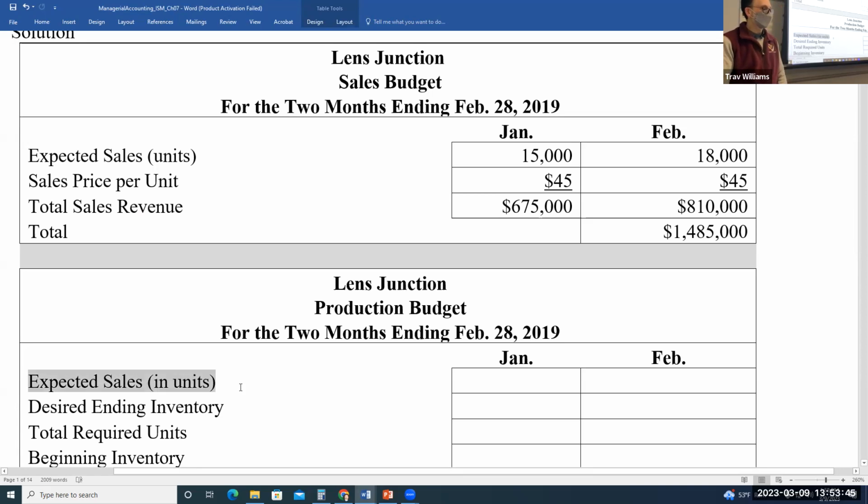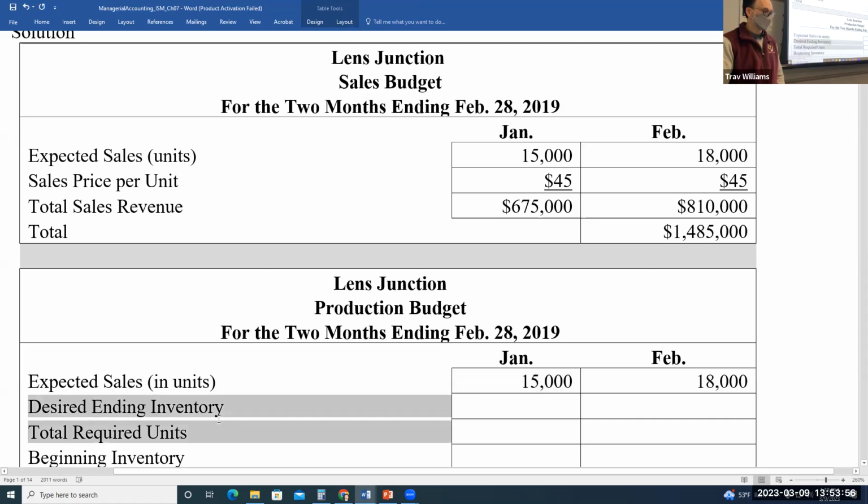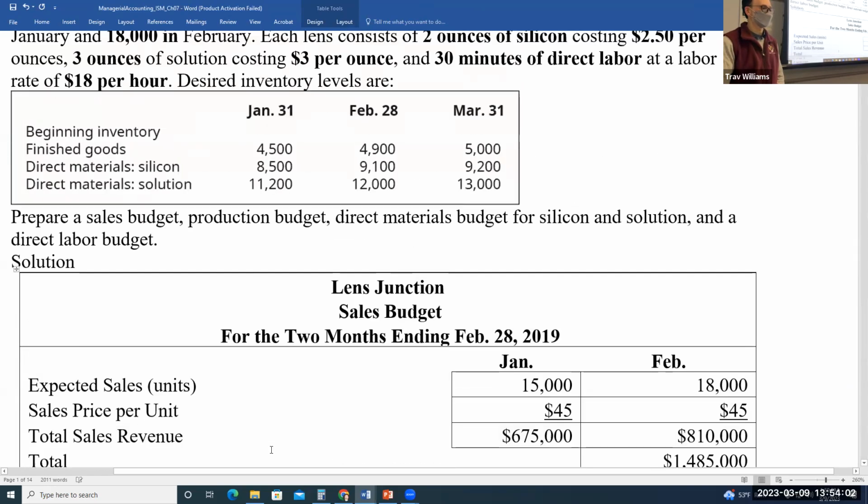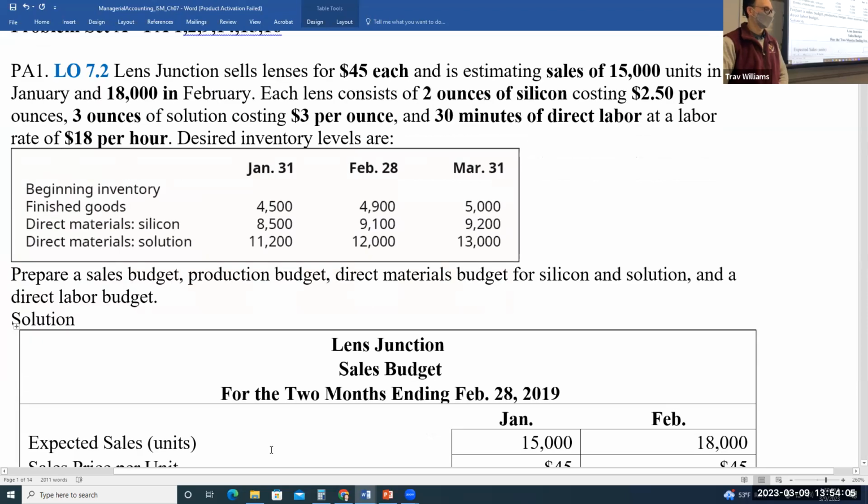So expected sales in units. Well, we already have that, right? So for our production budget, we're just going to copy our expected sales down to here. And then desired ending inventory. It didn't say anything about that. Or did it? How can we figure out our desired ending inventory for our product? Yes, if we look at the beginning inventory for the next month, that'll tell us the ending inventory.